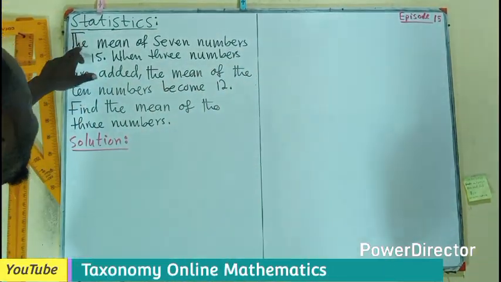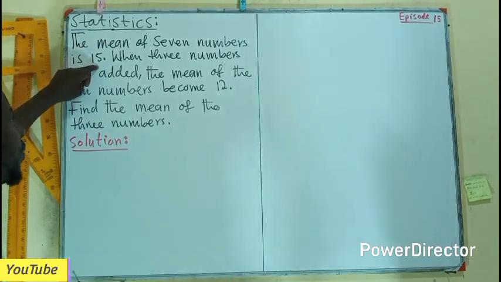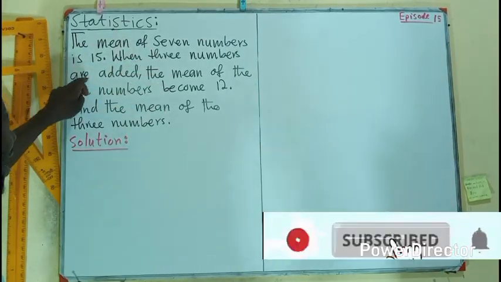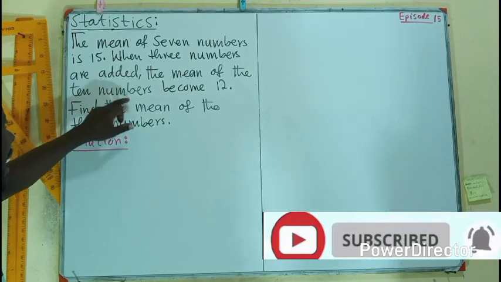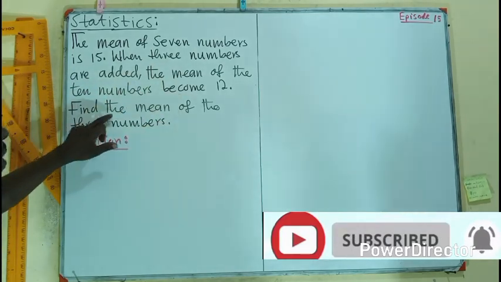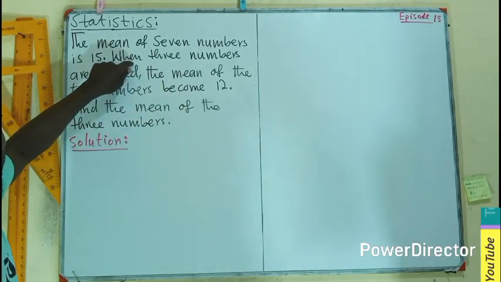We have this question. The mean of 7 numbers is 15. When 3 numbers are added, the mean of the 10 numbers becomes 12. We have to find the mean of the 3 numbers that were added.